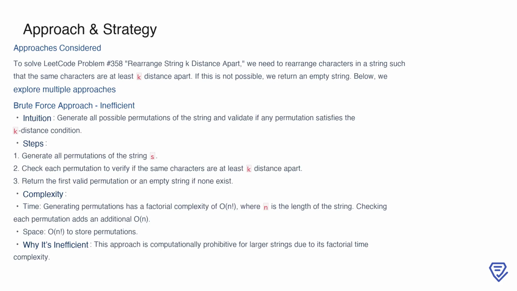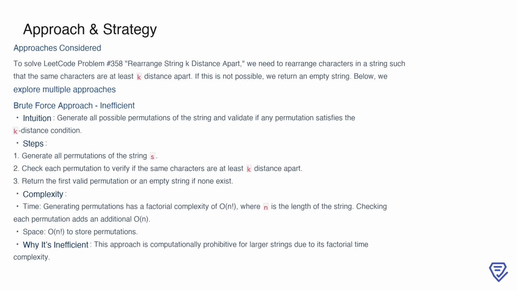To solve the problem of rearranging a string such that no two identical characters are closer than k positions apart, we need to explore different approaches. One option is the brute force approach. The intuition here is straightforward: generate all possible permutations of the string and then check each permutation to see if it satisfies the k-distance condition. This would involve generating all permutations of the input string, iterating through each one to ensure that the same characters are separated by at least k positions, and returning the first valid result.